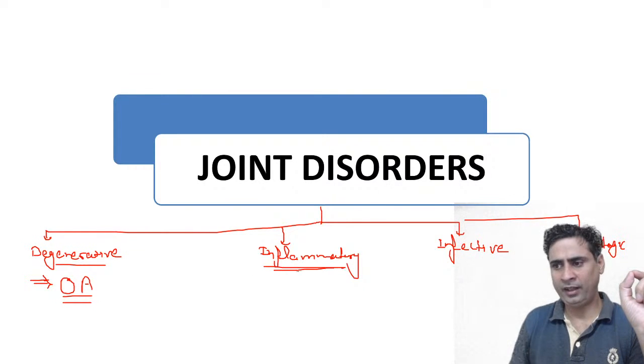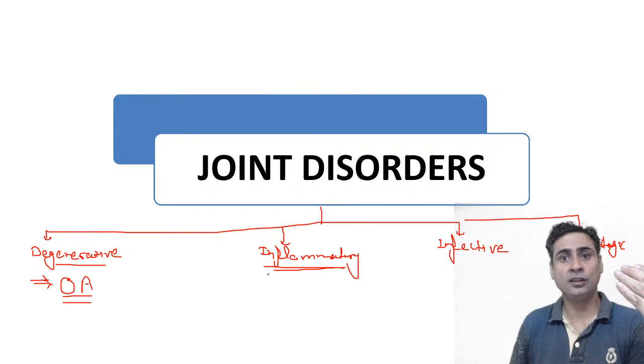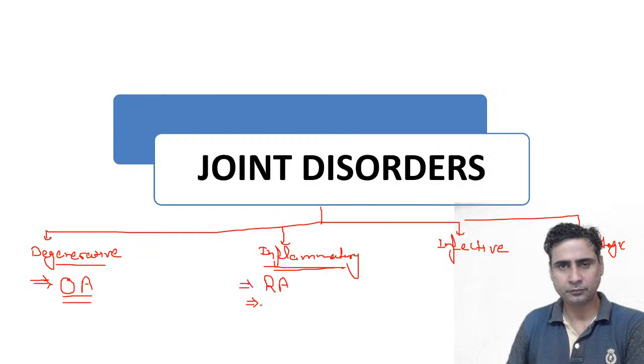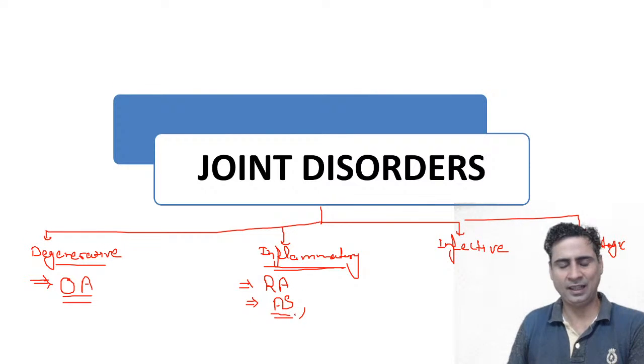In inflammatory disorders, there is active inflammation in the joint, which is the starting event. So inflammation is the starting event in the joint destruction, and the prototype of inflammatory disorders is rheumatoid arthritis. Other examples are seronegative spondyloarthropathies like ankylosing spondylitis, psoriatic arthritis, enteropathic arthritis, or Reiter's syndrome.